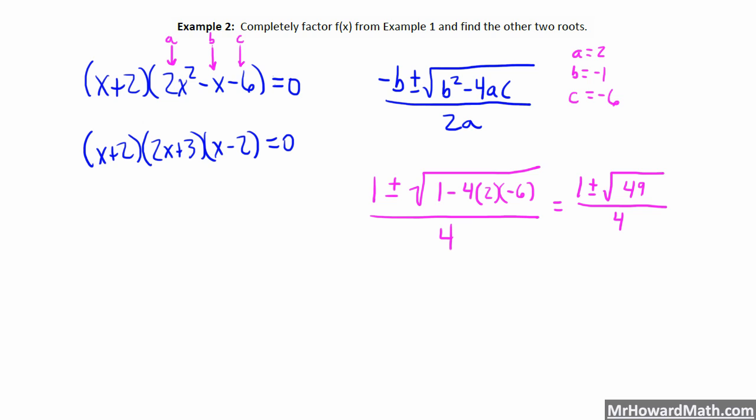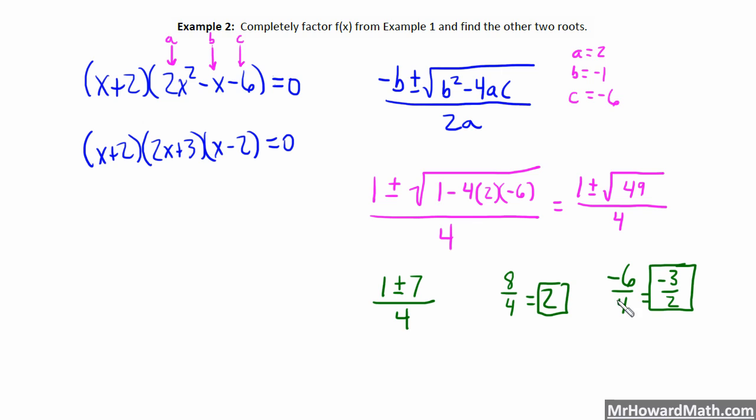So to finish this, we would have 1 plus or minus the square root of 49 is 7 all over 4. Okay, so the positive would be 1 plus 7, or 8 over 4, which equals 2. So that's one root. The negative 1 minus 7 would be -6 over 4, which will reduce to -3/2. So that's our other root, or -1.5. So we have found the other two roots to be 2 and -3/2.